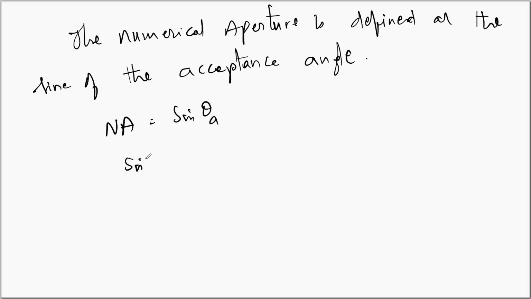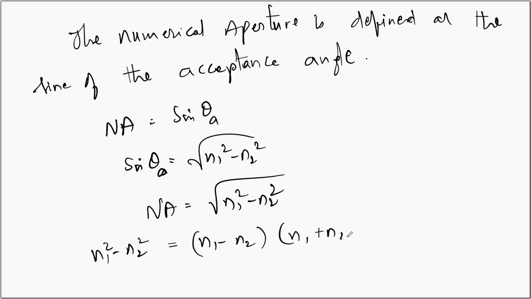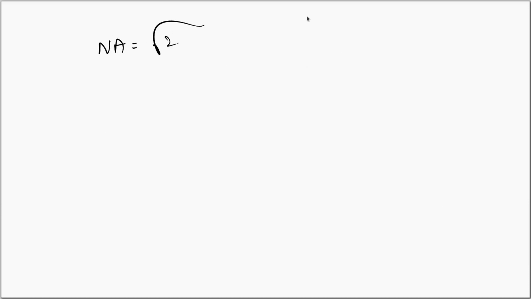And we know that sin theta A is equal to square root of n1 square minus n2 square. So the numerical aperture is also equal to square root of n1 square minus n2 square. One can write n1 square minus n2 square as n1 minus n2 into n1 plus n2. This can be written as n1 plus n2 upon 2 into n1 minus n2 upon n1 into 2n1. Approximating n1 plus n2 upon 2 to n1, one can write n1 square minus n2 square as 2n1 square delta, or one can write the numerical aperture as NA is equal to square root of 2n1 square delta, or this is equal to n1 square root of 2 delta.